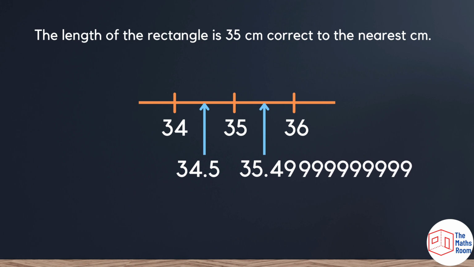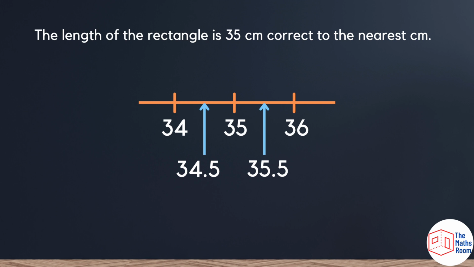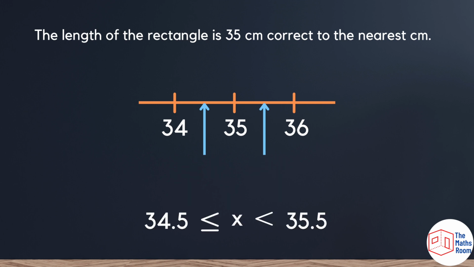And this continues on. So when we're talking about the upper bound, we classify it as 35.5, and using inequalities, it would be greater or equal to 34.5 and less than 35.5. But when we're using it with the upper bound, we will just use it as 35.5.